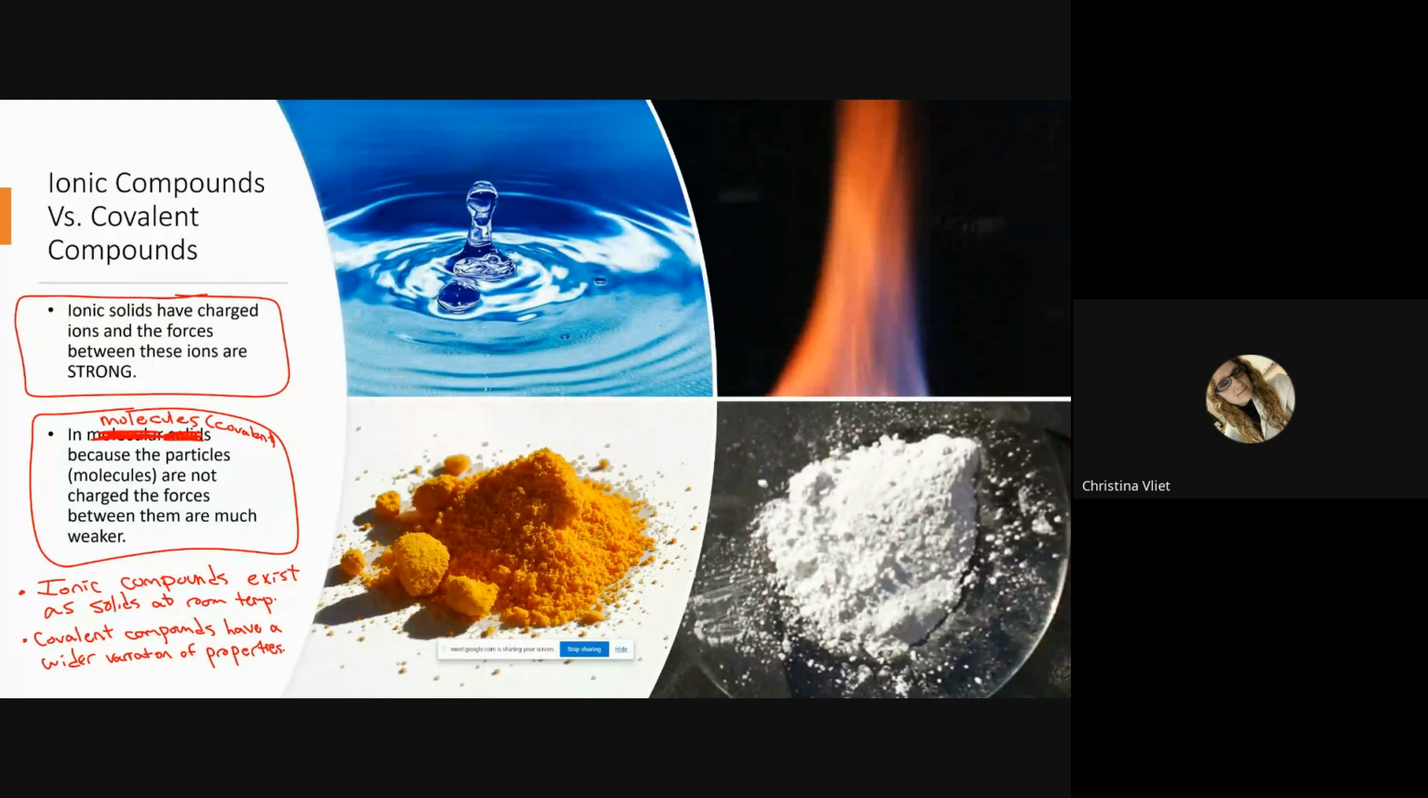These are the two major classes of different chemical compounds that you've got to know the difference of: ionic compounds and covalent compounds. And like I said, you've got to know the difference of them just by looking at where the elements on the periodic table are that form the compounds.